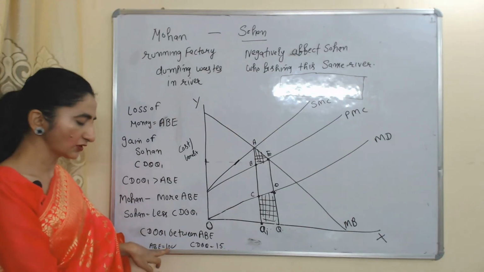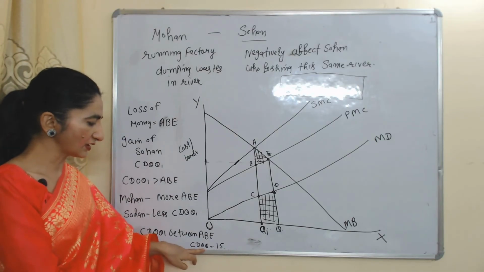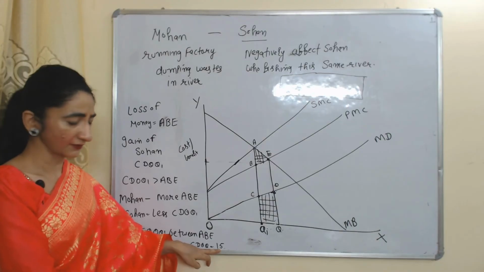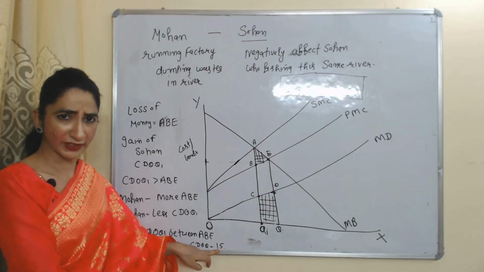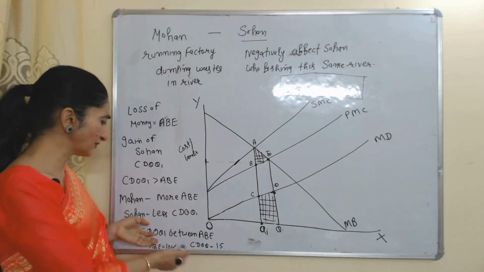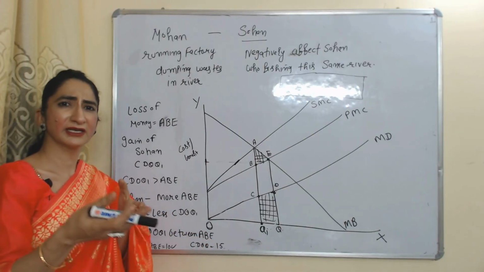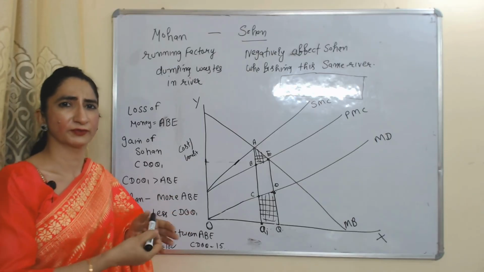Suppose ABE is equal to 10 and CDQQ1 is equal to 15. Loss of Mohan is 10 and gain of Sohan is 15. So bargaining will lie between 10 and 15. Bargaining can be 11, 12, 13 or 14 rupees.